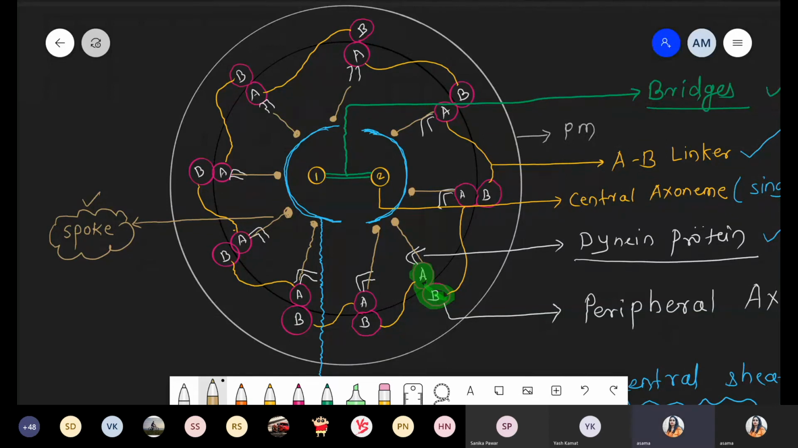Done? Should I start with explanation? Reply to me if the diagram part is over.